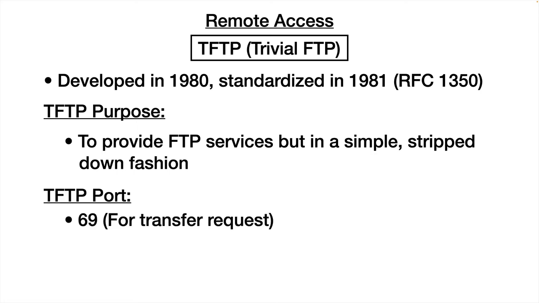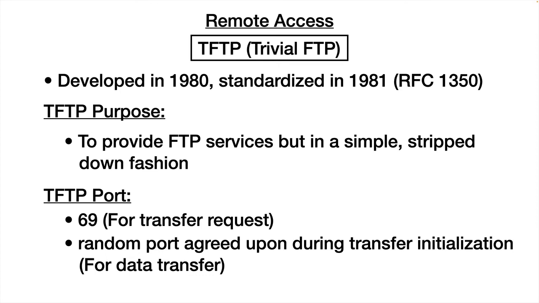As far as the port, it uses multiple ports. The main port for the transfer request is always port 69. However, when the transfer is taking place, there is a random port that is agreed upon during the transfer initialization when you are uploading or downloading or transferring data. So 69 is the well-known port. It also uses a random port, would be another way to say that.